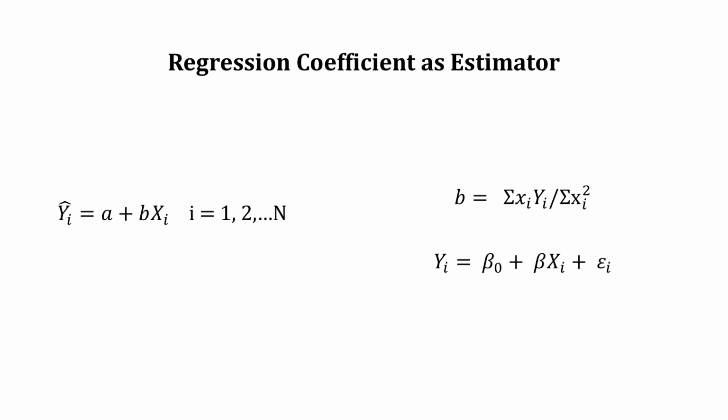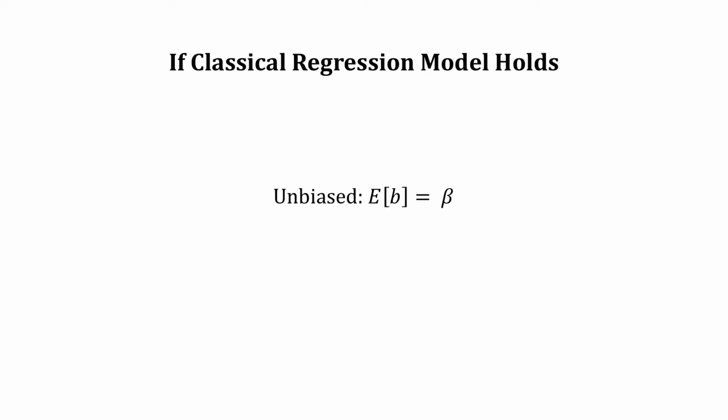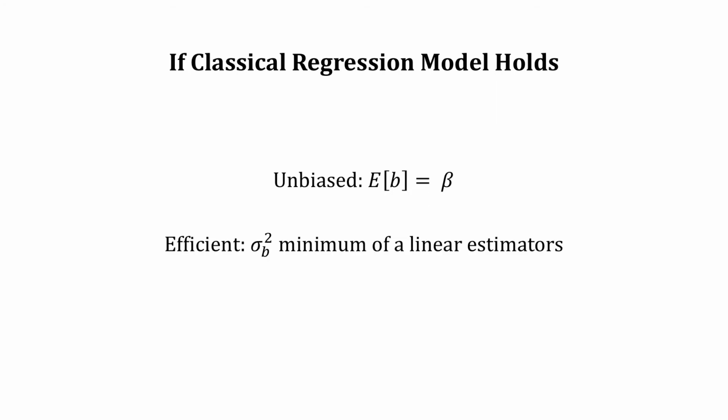The reason we use the ordinary least squares regression technique to calculate the coefficients is because its estimators have a number of desirable properties that we will study at greater length in your next econometrics course. In particular, if a set of assumptions called the classical regression model hold, then the regression coefficient is unbiased. That is, the expected value of b is equal to the true beta. And it's efficient in the sense of having the minimum variance of any other linear estimator of beta.